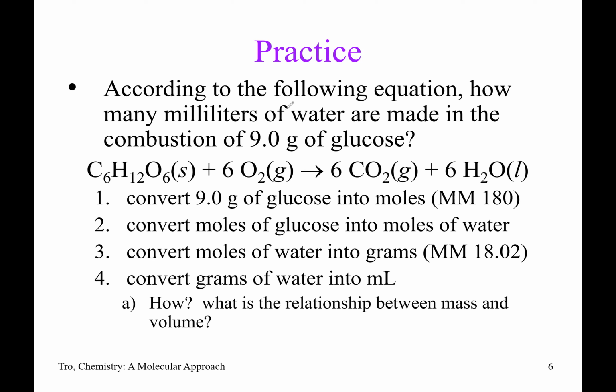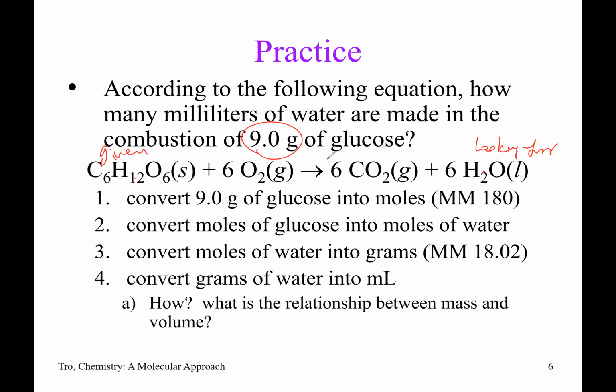Okay, what is given here? Can you tell me what is given? 9.0 grams of glucose. This is the glucose, so we know that this is given. And what is looking for? Water, right? It says how many milliliters of water. So this is what we are looking for. Do we have the moles of each? We don't have the moles, right? We have the mass. So what should be our first step?